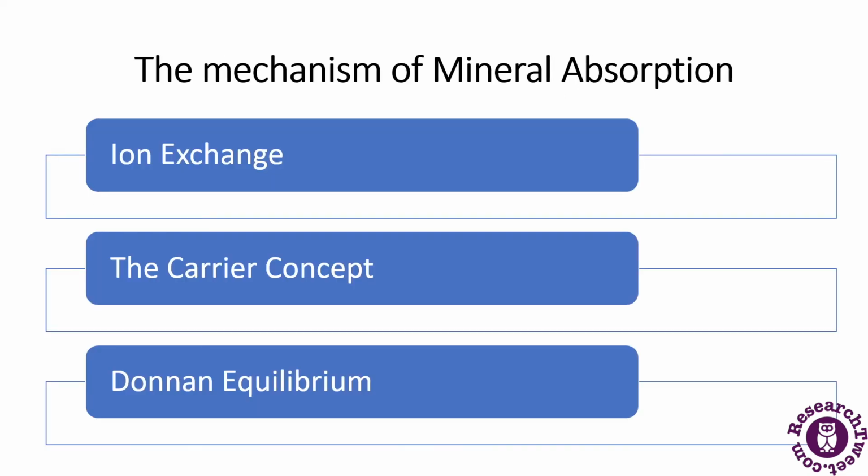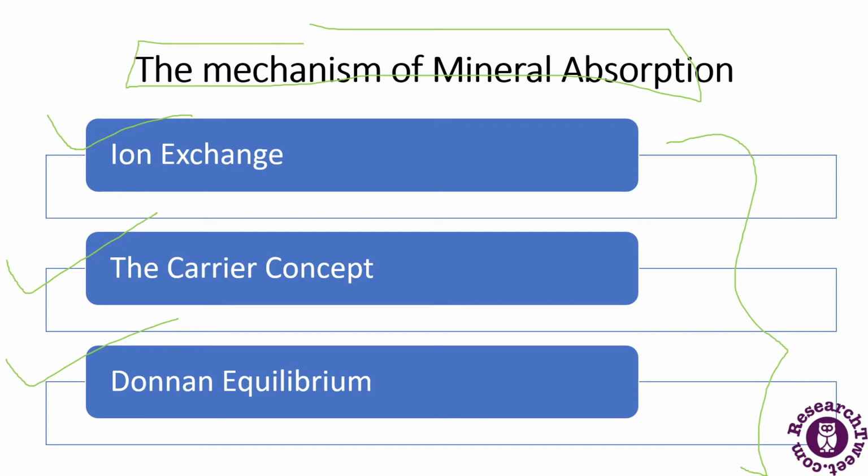Next, what is the mechanism of mineral absorption? The mineral absorption takes place in three ways: ion exchange, the carrier concept, and the Donnan equilibrium. So these are the three ways in which the uptake of minerals takes place in plants. We will be discussing each one of these.